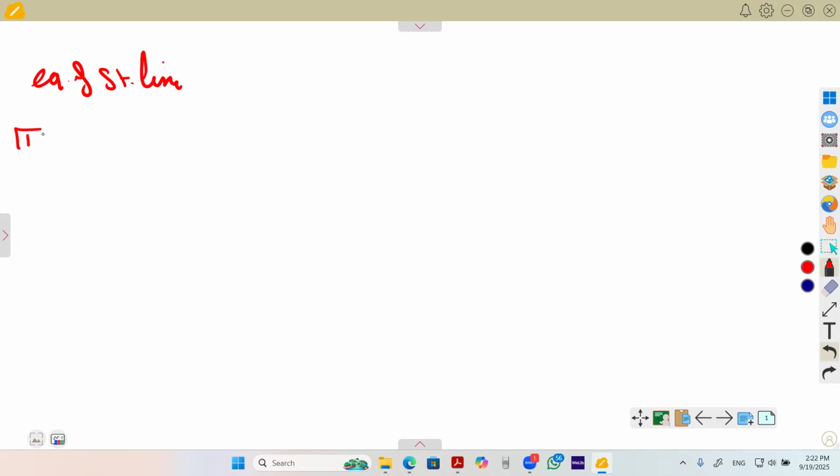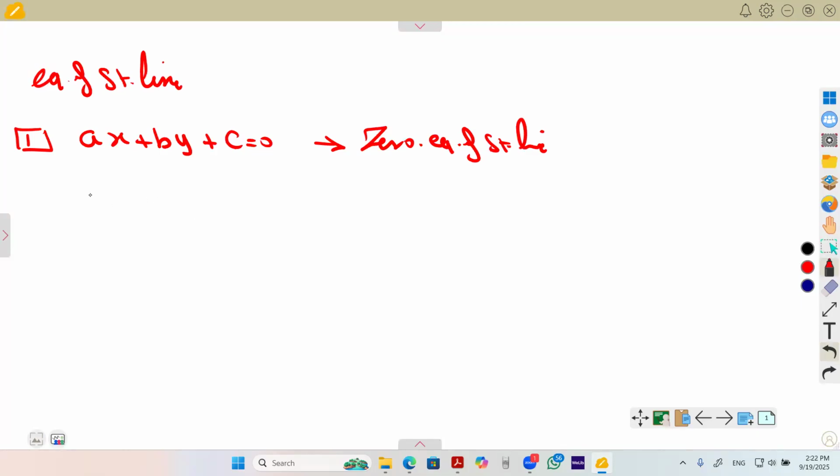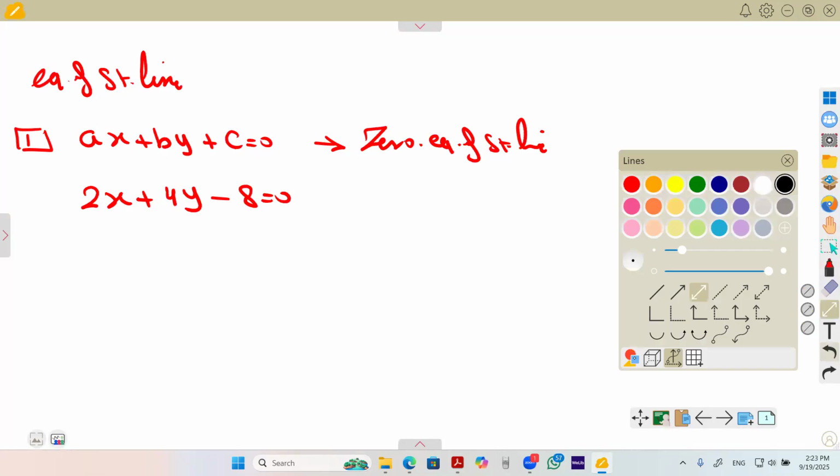Number one, ax plus by plus c equals 0. This is called the zero equation of straight line, like 2x plus 4y minus 8 equals 0. What is the meaning of equation of straight line? It means if we want to draw it, it must be represented by a straight line.